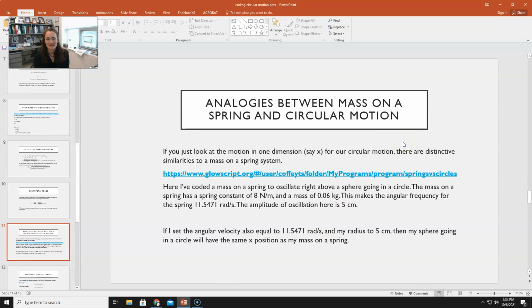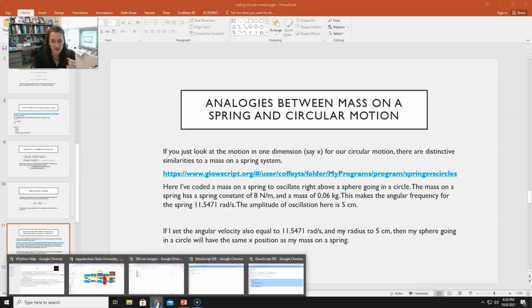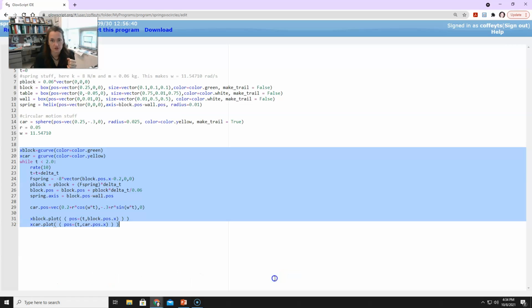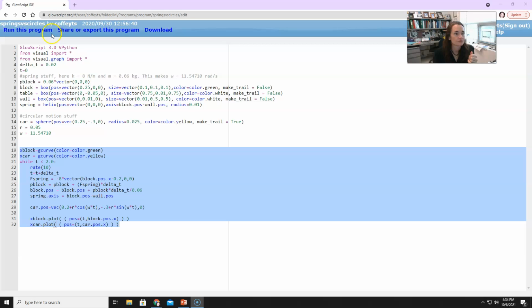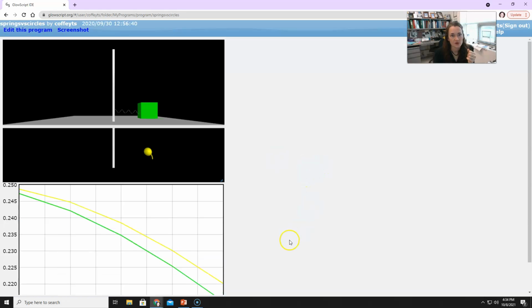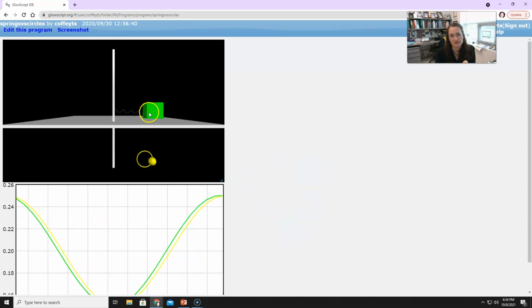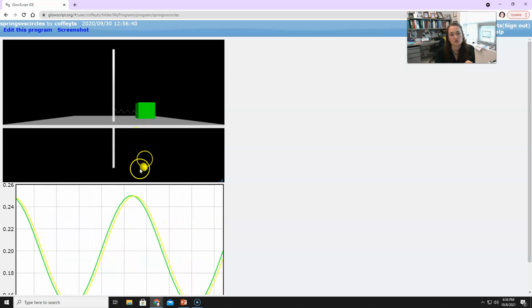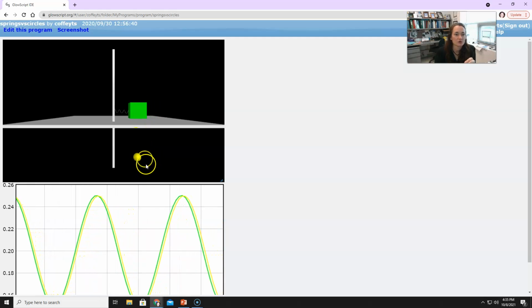All right. Now, in a lot of textbooks, they make a big deal about the fact that you can draw a one-to-one analogy between circular motion and a mass on a spring. So I've got that code here too. Let me show it to you real quick so that you know what I'm talking about. Let me run the program. So what I've got going on in this program is a green mass on a spring oscillating directly above an object going in a circle.